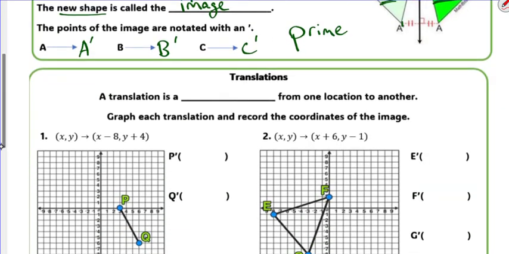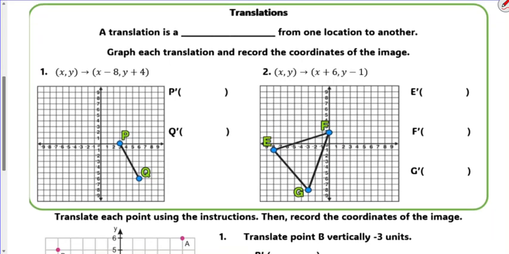All right, let's get into translation. A translation, like I said, is a slide from one location to another. It doesn't change the orientation, doesn't change the shape at all. It's just going to slide it. These are instructions on how to perform a translation, which looks complicated at first, but it's really simple. The x, we know the x-axis moves from left to right. So when I say x minus 8, that's instructions on how to move along the x-axis. It's saying we're going to take the original points and slide them that direction.